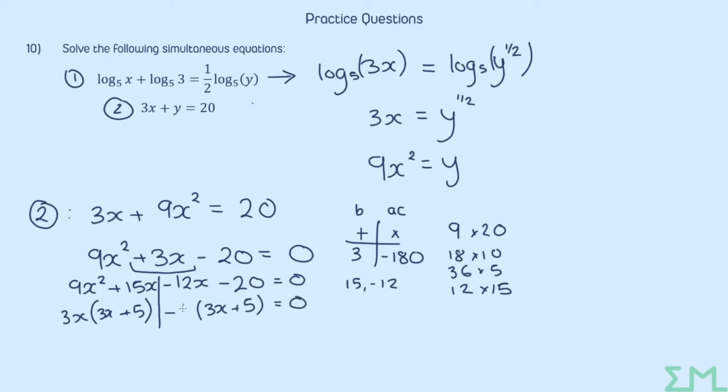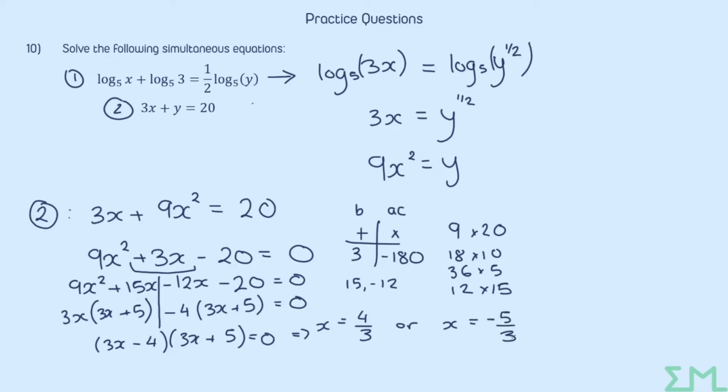So just check this works. Yep, minus 4 comes out. So we get a 3x minus 4 and a 3x plus 5. So that brings us to two solutions. Either x is 4/3 or x is negative 5 over 3.